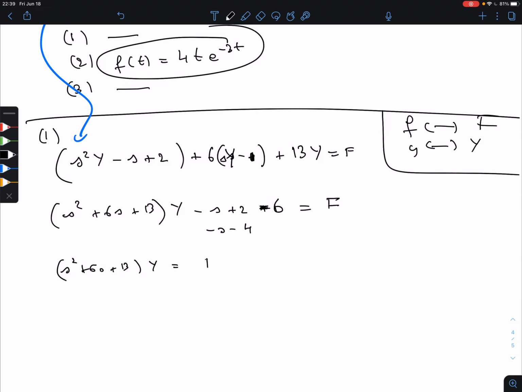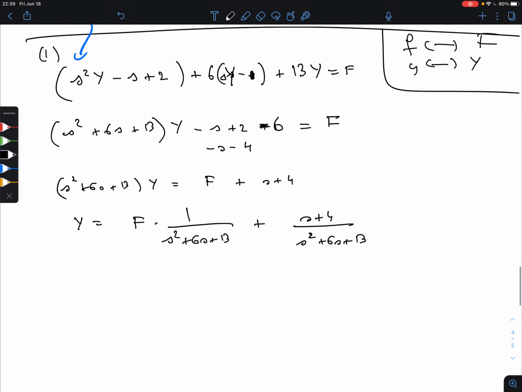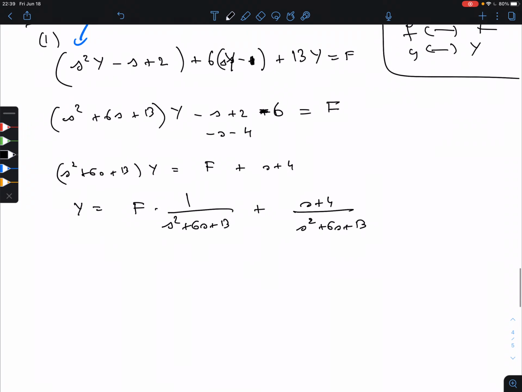Therefore we get s squared plus 6s plus 13 times Y equals F plus s plus 4, and now we do the dividing, thinking of these as two different things that I have to do. The first one will again give the convolution integral, the second one will just be inverse Laplace. So what is the next one? Well, now comes the partial fraction again. In this type of question there are always two partial fractions you have to calculate with the same denominator. So what is the denominator here?